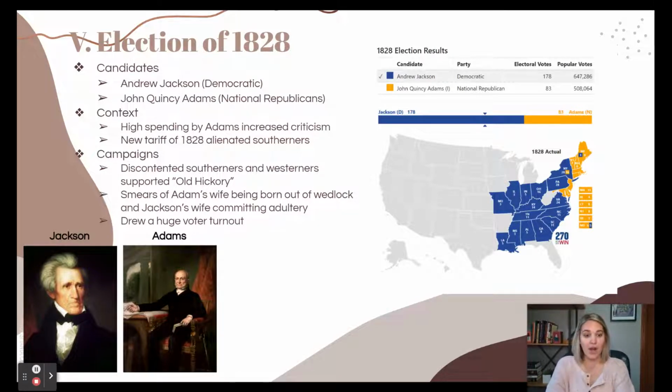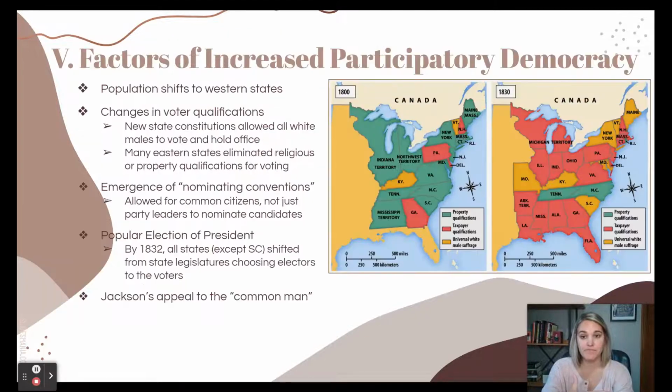The campaigns were very intense, mudslinging galore. There were smears that Adams' wife was born out of wedlock and Jackson's wife committed adultery. Some say that these accusations were so intense that it actually led to Jackson's wife's death. She had a heart attack shortly after Jackson was elected. But either way, these campaigns drew a lot of interest and ended up having a huge voter turnout. And so we can see that Jackson wins, but it is very regionally based, where the voters are or who the voters are voting for.